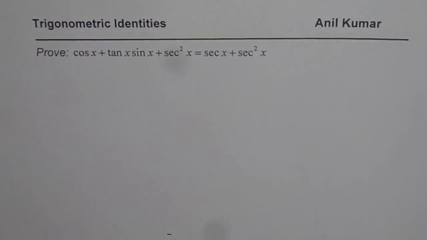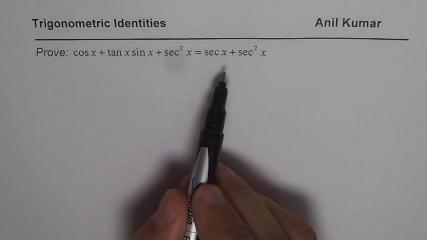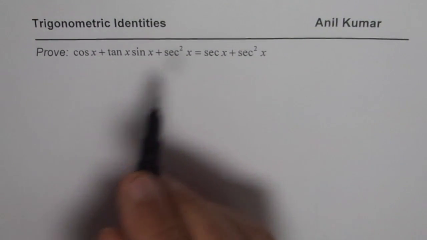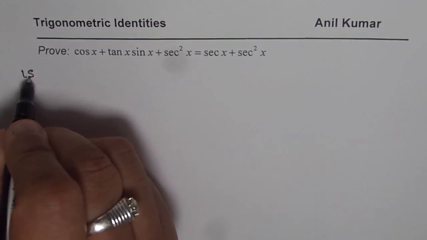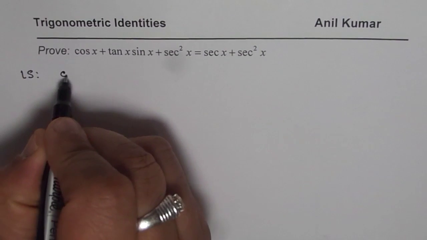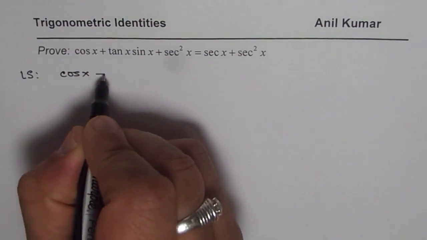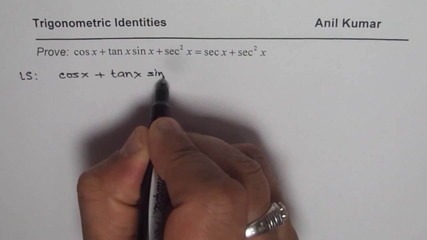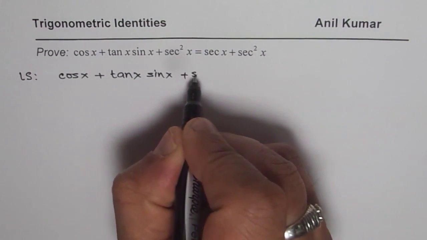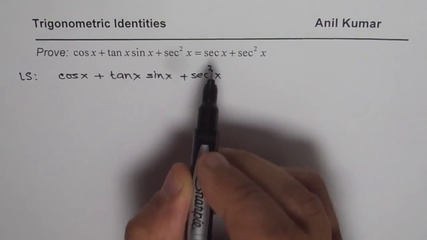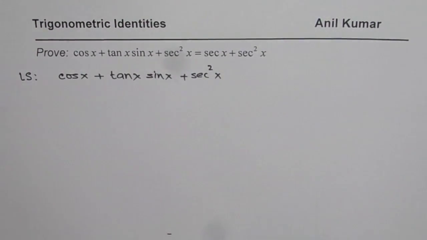Now, whenever you're trying to solve trigonometric identities, look at both the sides, decide which side to start from. It seems the left side is better to start from. So let's begin with the left side. It's more complicated and can be simplified. So the left side is cos x plus tan x sin x plus secant square x. We need to prove the right side, which is secant x plus secant square x.